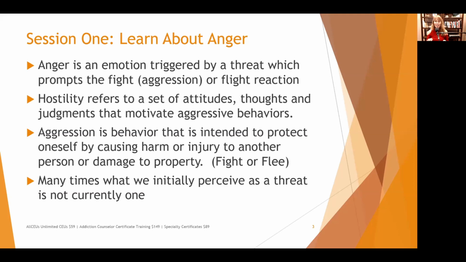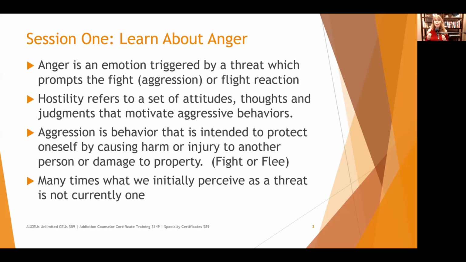Aggression is the behavior that is intended to protect oneself by causing harm or injury to another person or damage to property. This is part of the fight or flee. So hostility is the thoughts that are getting that threat response system ramped up, that HPA axis going. Aggression is the actual behavior that is implemented in order to protect yourself.